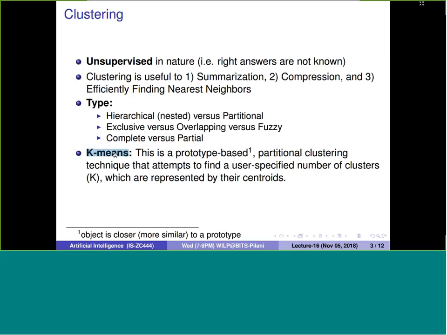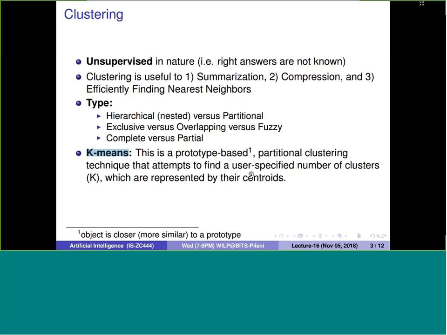It is a partitional clustering, meaning all the items are divided, and you can immediately say that this many different clusters are there. It is not that at a high level everything looks the same, and only when you go deeper do you find the things getting spread into different clusters.